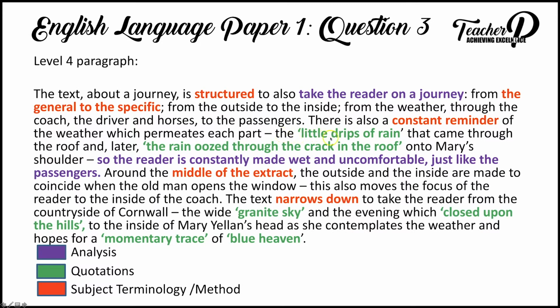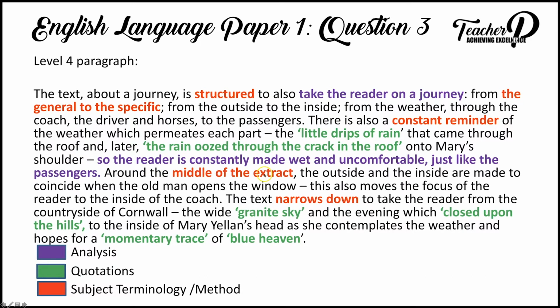Additionally, they have embedded their quotations nice and neatly into their sentence, and therefore it fits grammatically. You can see that their quotations are short, and remember, you do not want long quotations. Short quotations are just fine. Then they link their point back to the reader and explain why the writer has used this feature, the feature of the constant repetition of the rain. What is the effect on the reader? They have said it makes us feel wet and uncomfortable, just like the passengers.